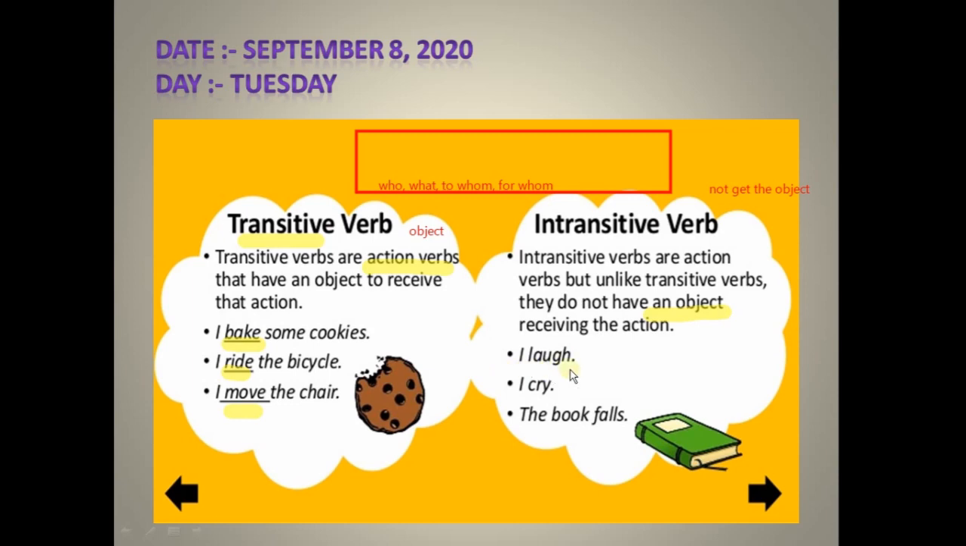See, I laugh. Nothing is given here. Laugh is our action word, but still we did not get any object. So I laugh, till here our sentence is complete. This is an intransitive verb because we did not get the object.